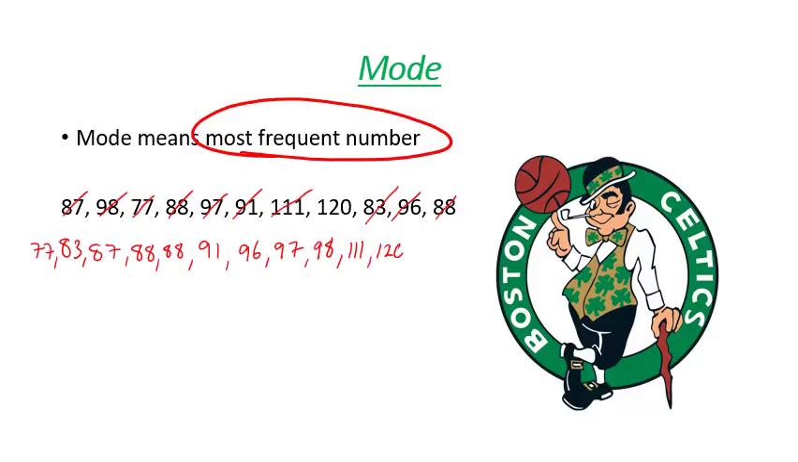And 120. Just by looking at this set of data, you can see that the most frequent number, or the number that comes up the most, is in fact 88, because it comes up twice and no other number does that. So therefore, the mode is going to be 88.